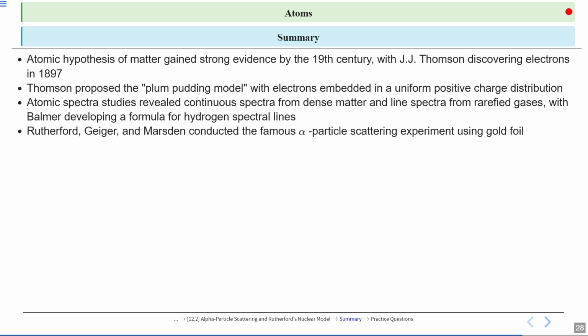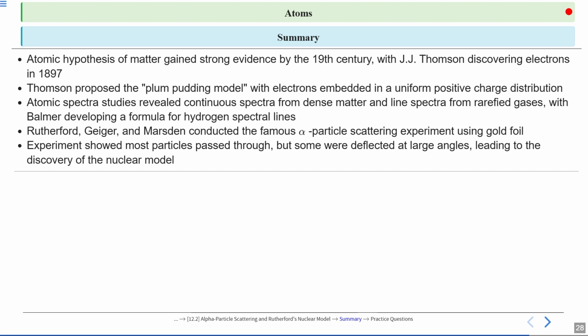Moving on, Rutherford, Geiger and Marsden performed a famous experiment using alpha particles and thin gold foil. Alpha particles are positively charged and much heavier than the electrons. In this experiment, they shot these particles at the foil to see how they would scatter. The results were surprising. Most alpha particles passed straight through the foil, but a few were deflected at very large angles. This meant that the positive charge in the atoms must be concentrated in a tiny dense nucleus, not spread out as Thomson thought.